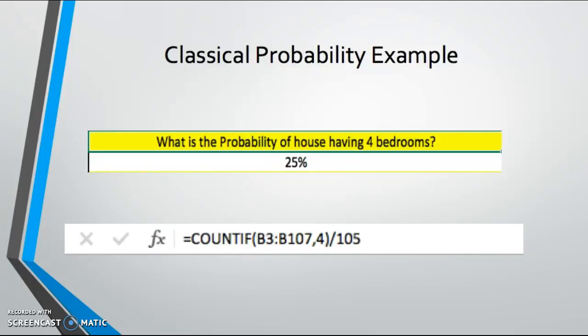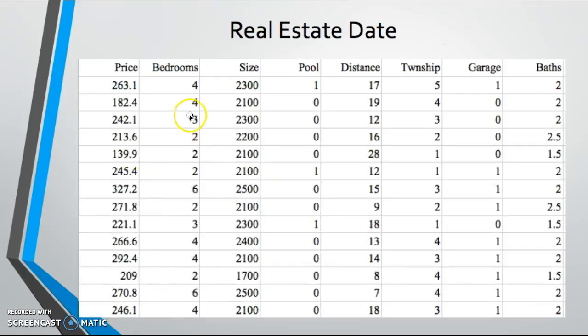If I were to have to figure out what is the probability of having a house with 4 bedrooms, I will use the COUNTIF function and select the range or category of data that I want to use. So if you look at the real estate data that I previously showed you, you will see bedrooms is in the B category.